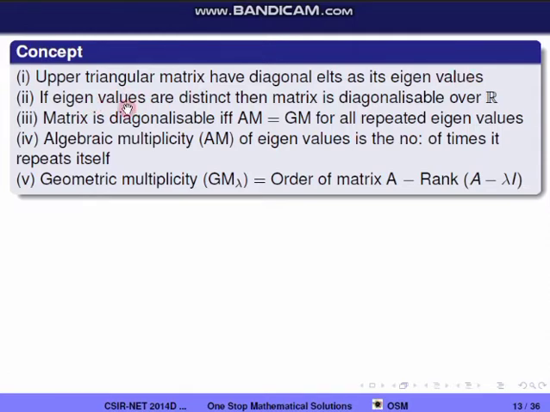If eigenvalues are distinct, then the matrix is diagonalizable over R. A matrix is diagonalizable if and only if the algebraic multiplicity is equal to the geometric multiplicity, and it should be true for all repeated eigenvalues. Algebraic multiplicity, denoted by AM, of an eigenvalue is the number of times it repeats itself, and geometric multiplicity is found using this formula, which is equal to the order of matrix A minus rank of (A minus lambda I). So now we'll consider the question.